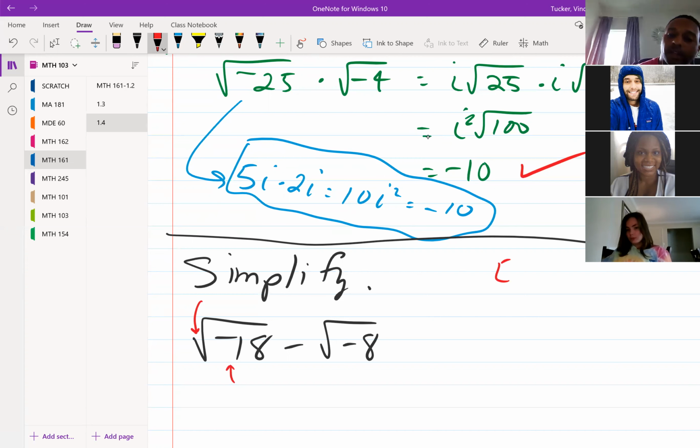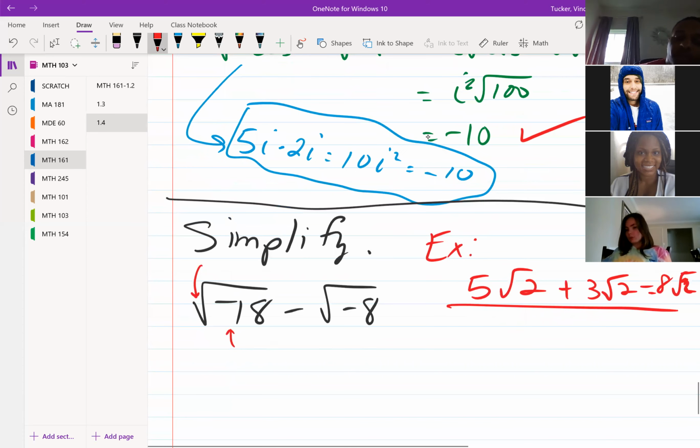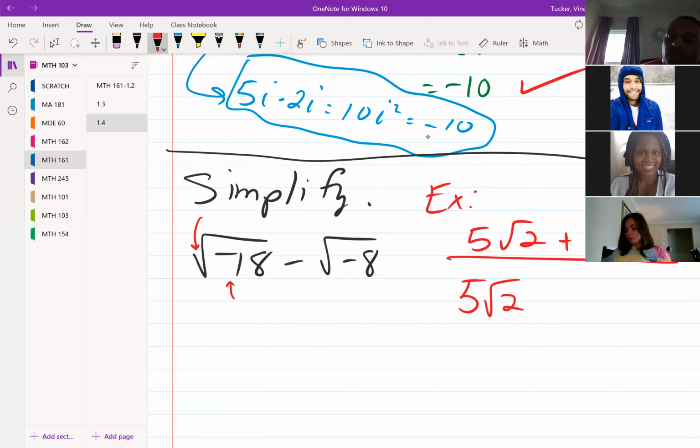So in other words, making sure we're okay with that. 3 square root of 2 plus 5 square root of 2. I didn't give myself enough room. Just bring it over here. I'll rewrite the other one. So 5 square root of 2 plus 3 square root of 2 would be 8 square root of 2. So what I cannot do, I wouldn't be able to add 5 square root of 2 plus 3 square root of 7.